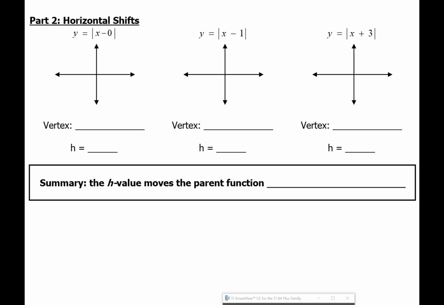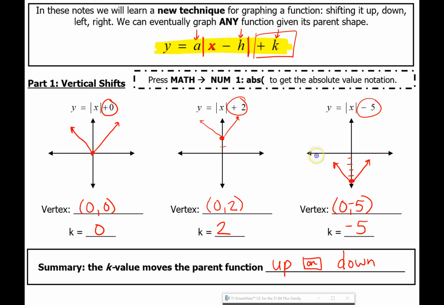When we look at horizontal shifts, we are looking inside the absolute value bars at what's being added or subtracted from the x. Now, I do want you to notice in our formula up here, we're looking at the h value here, and there's a minus sign in this formula. So that is going to make things a little bit hairy at first. Once you get the hang of it, it'll be totally fine though.